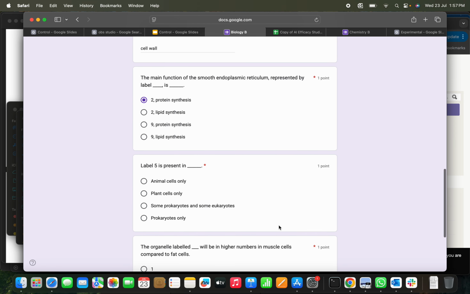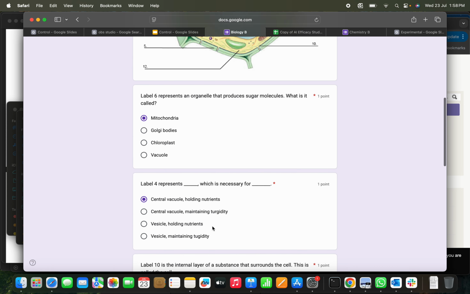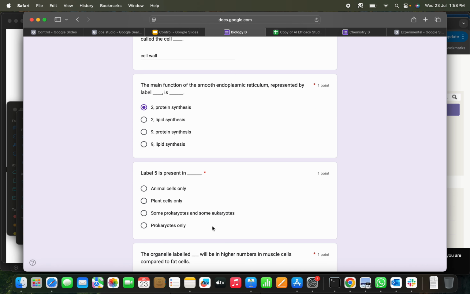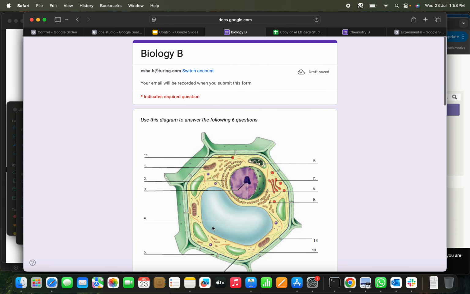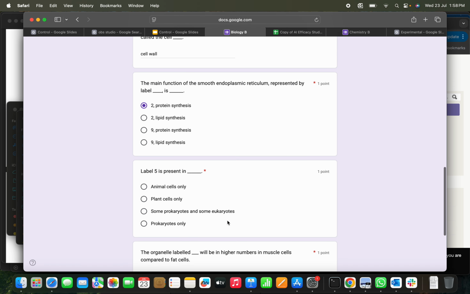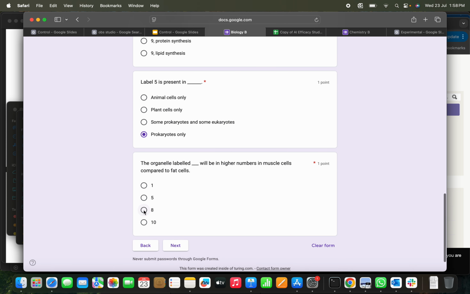Label 5 is present in label 5. Alright. This again looks like a cell wall to me. Label 5 is present in some animal cells only, plant cells only. It looks like cell wall to me. So could this be a no? This cannot. Nucleus. Alright, so I have no clue about this, so I'll go with prokaryotes only.